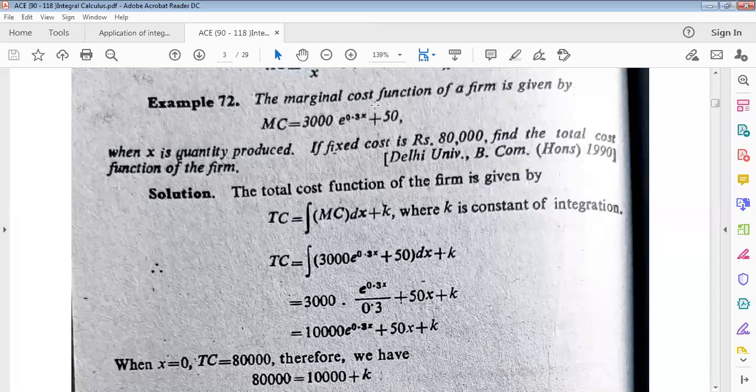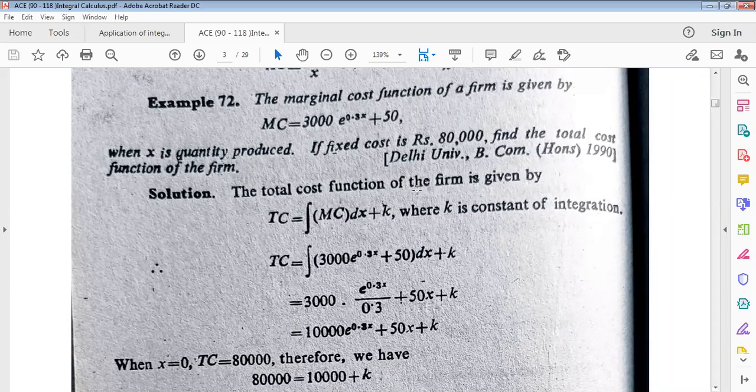In this example, the marginal cost function of a farm is given by 300 e to the power 0.3x plus 50. This is the marginal cost function, where x is the quantity produced. If the fixed cost is taka 80,000, find the total cost function of the farm. We have to find out the total cost function.